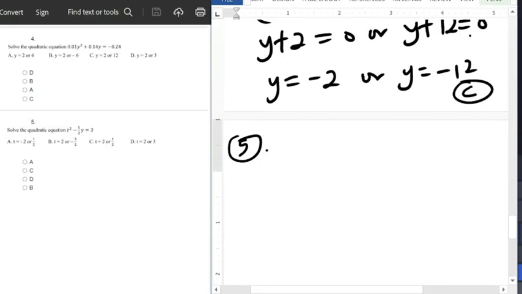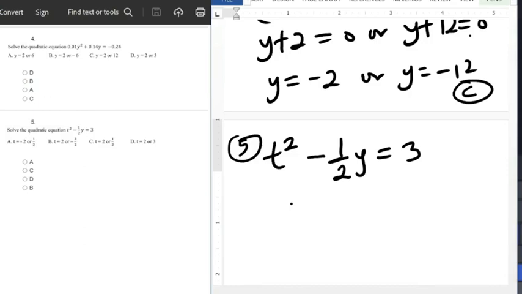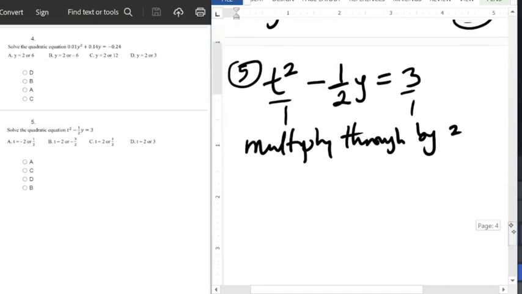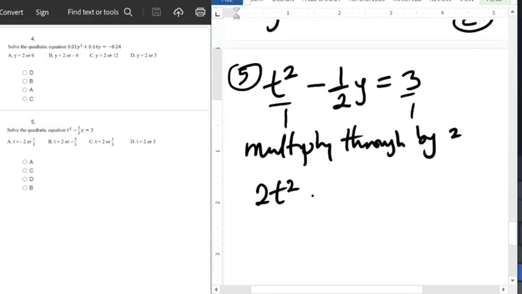Solve the quadratic equation. This one involves a fraction. We have t squared minus half t equals 3. Here the first thing you need to do is remove the fractions. So how are we going to do that? Make this one over 1, make this one over 1. What's the LCM of the denominators? It's 2. So multiply 3 by 2, multiply 2 by 2. When you multiply this by 2, it's going to be 2t squared minus 1 times t, and this one also times 2, so this will give us 6.